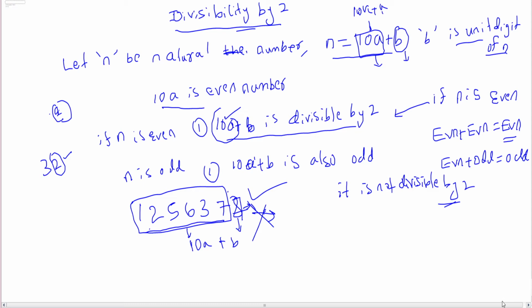Next one is divisibility by 9. Okay, let us start. Next one is divisibility by 9. How are we going to check divisibility by 9? You have to understand.